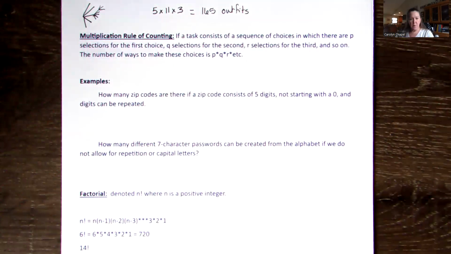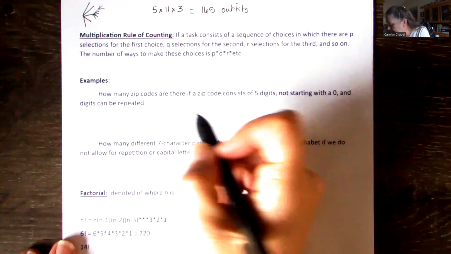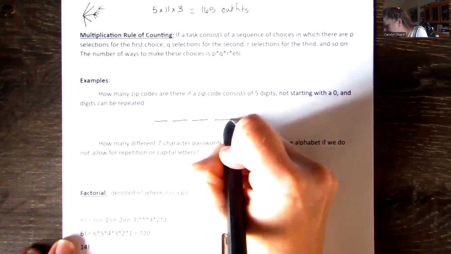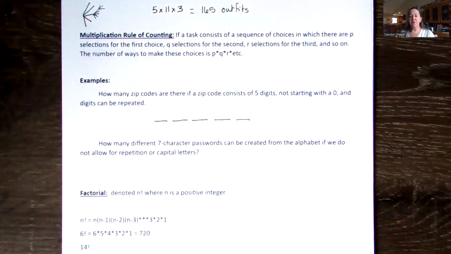All right, we have a zip code. How many zip codes can we make if it first of all consists of 5 digits, and we can't start with the number 0, but we can repeat them? So what I like to do is put my choices here. We have a 5-digit zip code, so there are my 5 choices. I have to have the first spot, the second, the third, and so on.